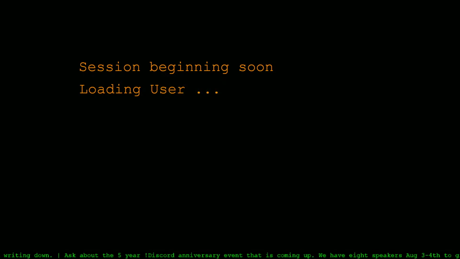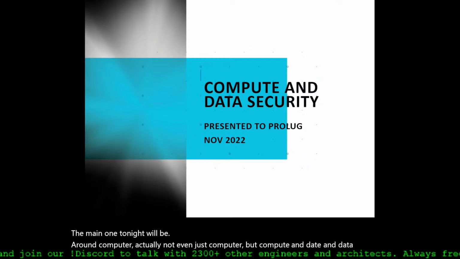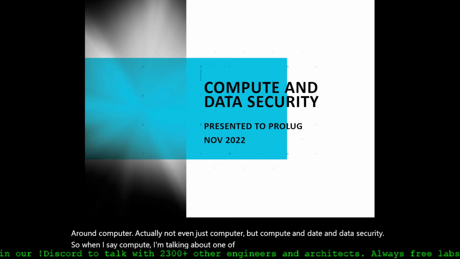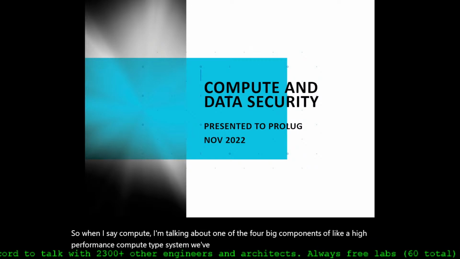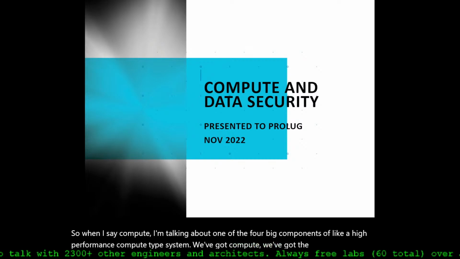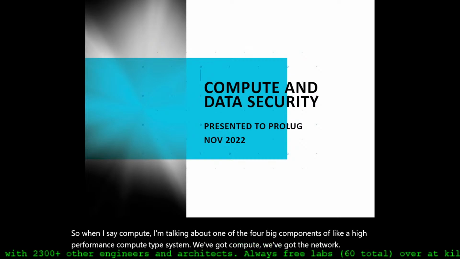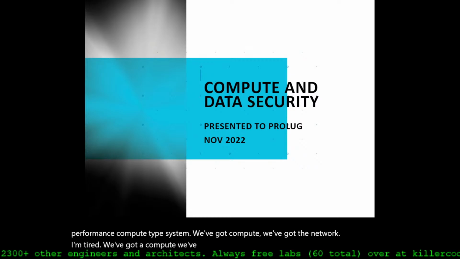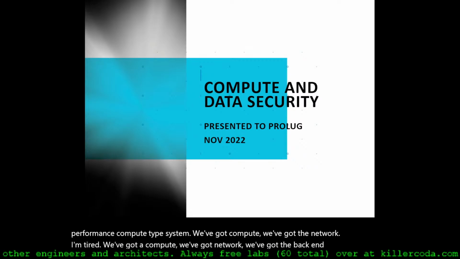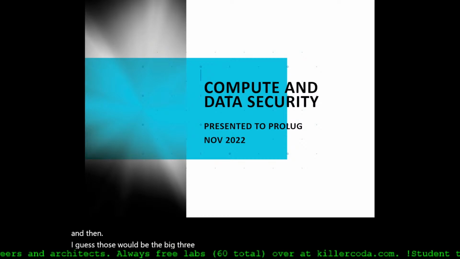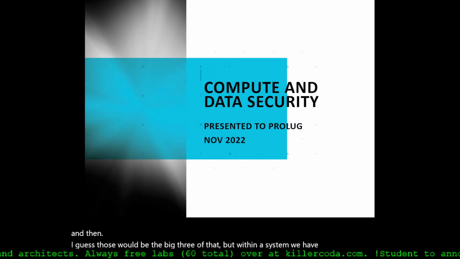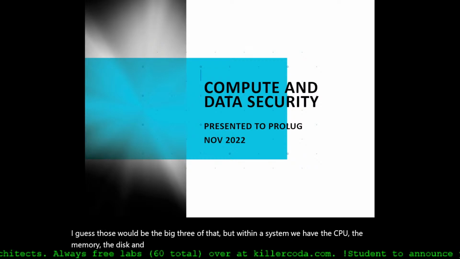The main one tonight will be around compute and data security. When I say compute, I'm talking about one of the big components of a high performance compute type system. We've got compute, we've got network, we've got the back end storage typically. Those would be the big three. But within a system, we have the CPU, the memory, the disk, and the network. Those are the big four of a system.